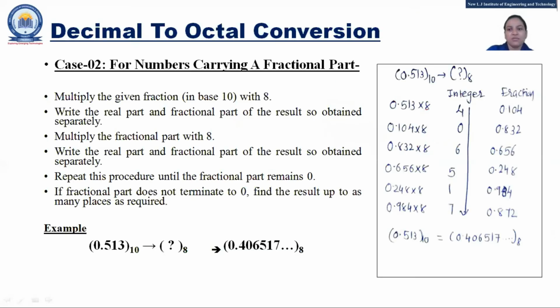Now, as we did in the binary fraction, to get a fractional equivalent, we multiplied our decimal fraction with 2.